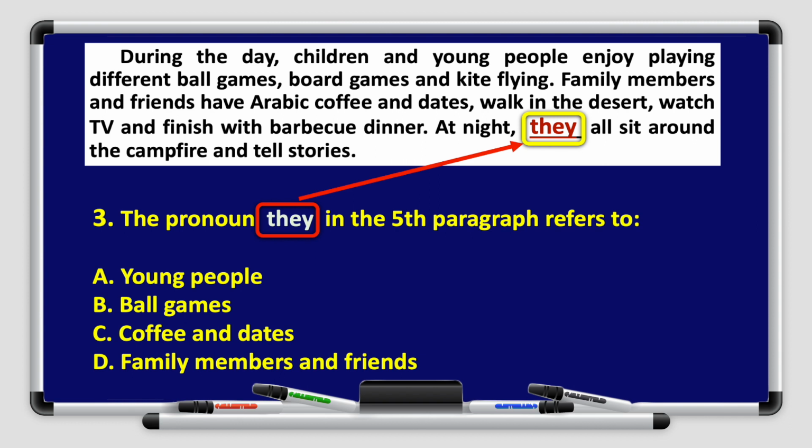Children is highlighted, games is highlighted, family members and friends, and we have story. So we trace it back to which noun exactly. Excellent, it's D, family members and friends. So they refers to family members and friends.